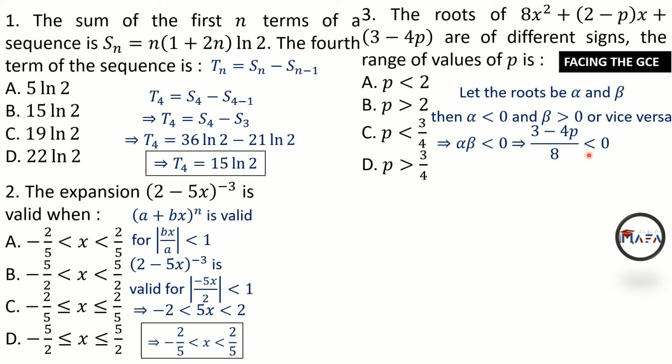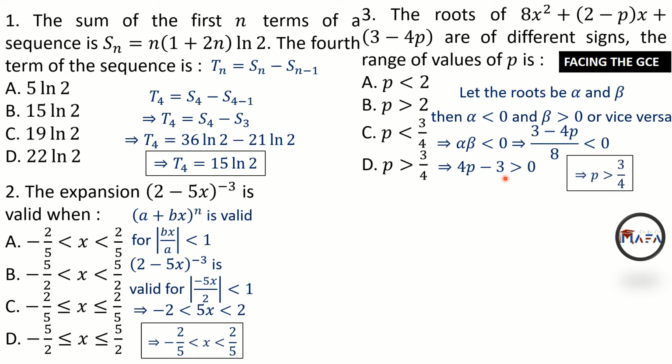So setting to be less than 0, we can multiply by the negative sign. Multiplying the numerator by the negative sign, we get 4p minus 3. We can cross multiply with 8 because it is positive. The inequality sign remains less than. But now since we are multiplying with a negative sign, the inequality sign needs to reverse to greater than.